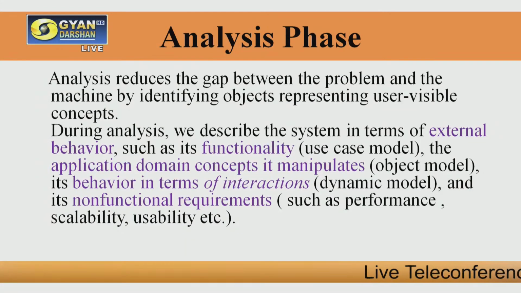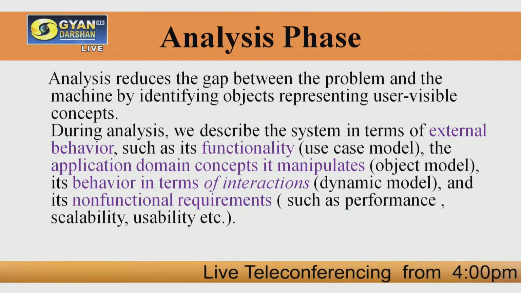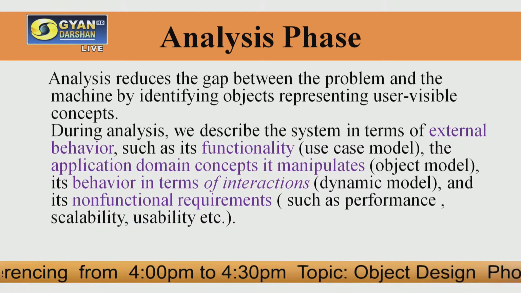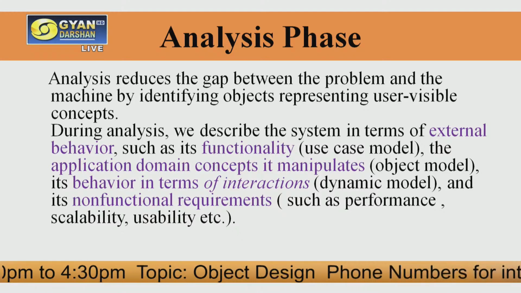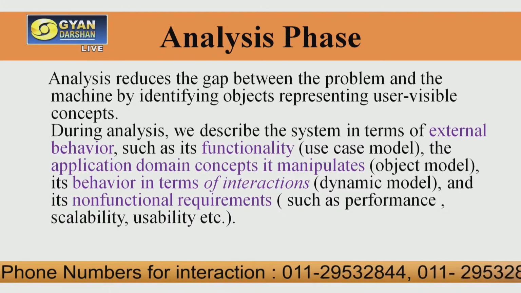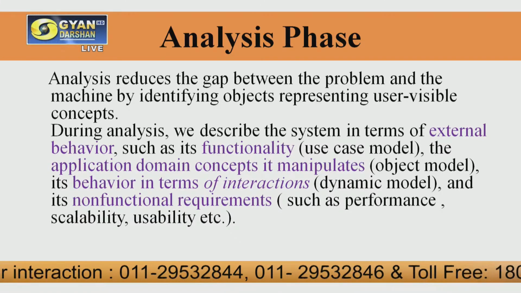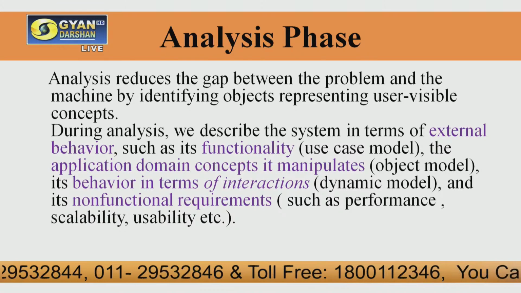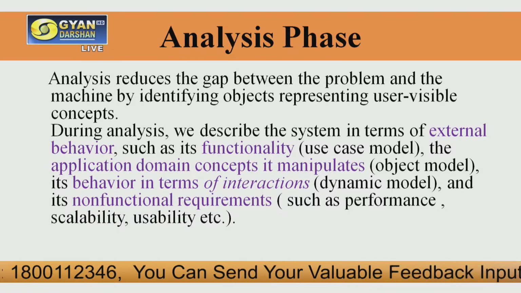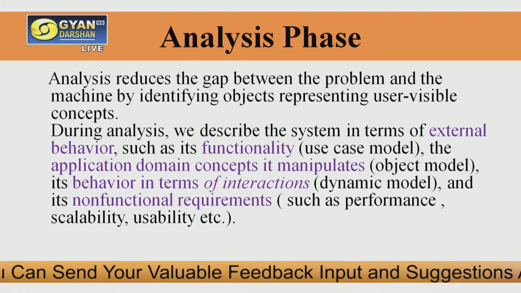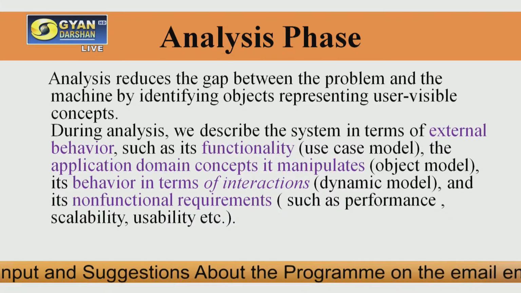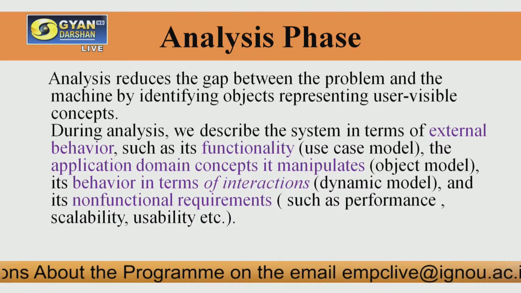And further, if I say the behavior in terms of interaction, that is the participation of different objects in the system, how different objects are participating or taking care of each other's requests or providing service to each other with the help of interaction, with the help of message passing, and some non-functional requirements like the performance of the system, scalability, usability. One important aspect is security. So functional as well as non-functional requirements of the system we try to find out during the analysis and see how these things can be met.